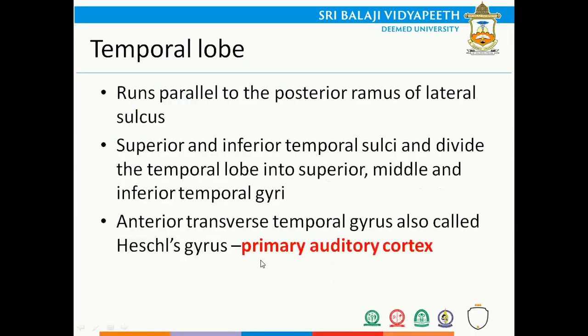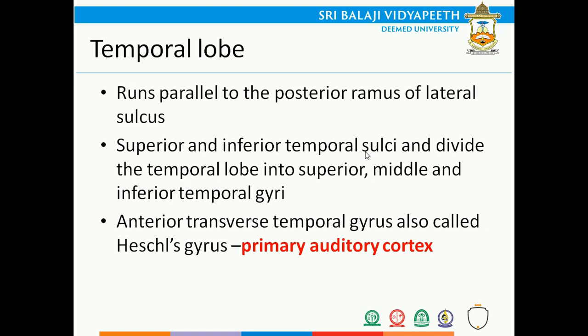lobule. Coming to the temporal lobe. The temporal lobe is a very important lobe concerned with auditory cortical areas, thinking, memory, and it is also concerned with intelligence. The temporal lobe has the posterior ramus of the lateral sulcus and the superior and inferior temporal sulci, and they divide the temporal lobe into three halves. So till now we studied that the frontal lobe was divided into three halves.